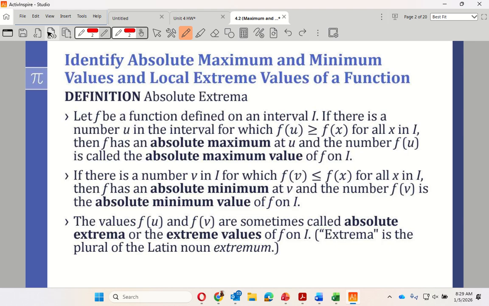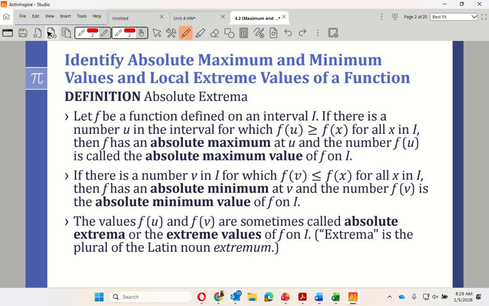Let a function be defined on an interval I. If there is a number u in the interval for which f of u is greater than or equal to f of x for all x in I, then f has an absolute maximum at u, and the number f of u is called the absolute maximum value. That means plug x into that value. That's basically asking for the y value for that certain x. That's important. It's asking for the y value, not the x value.